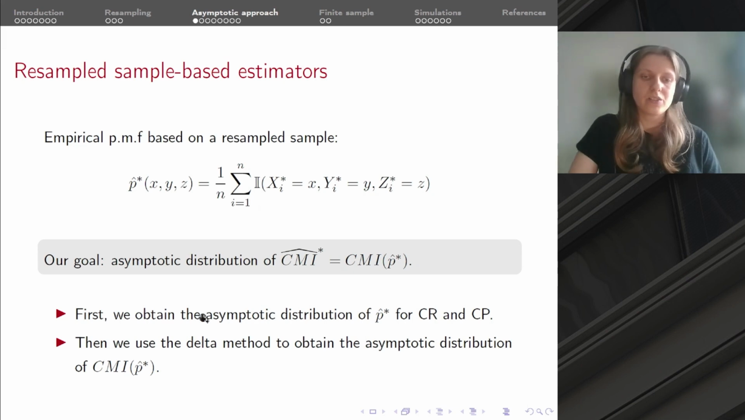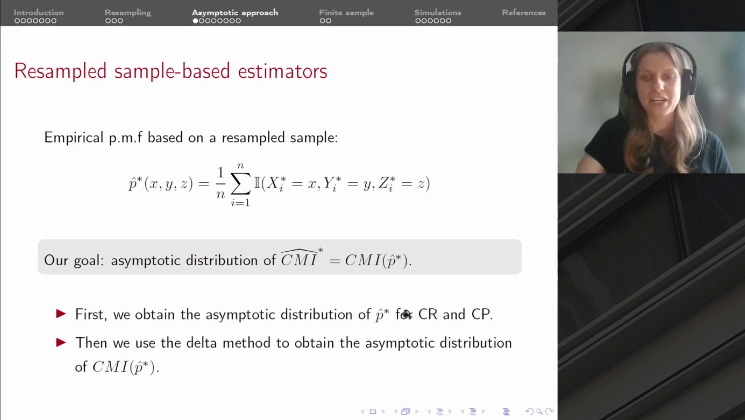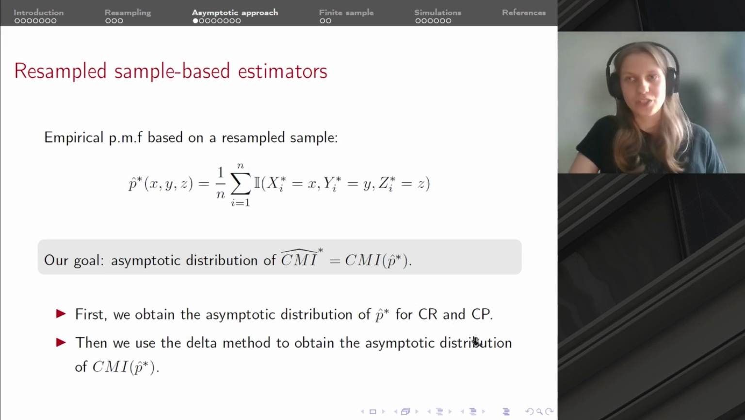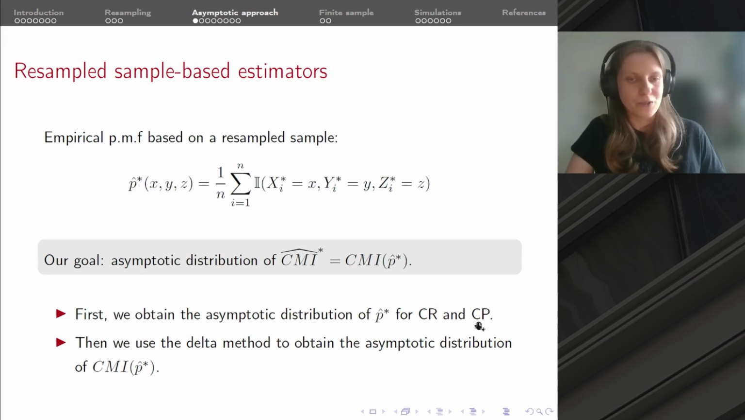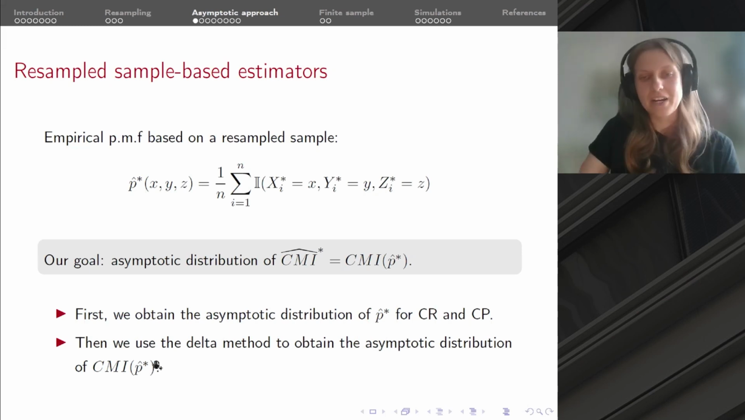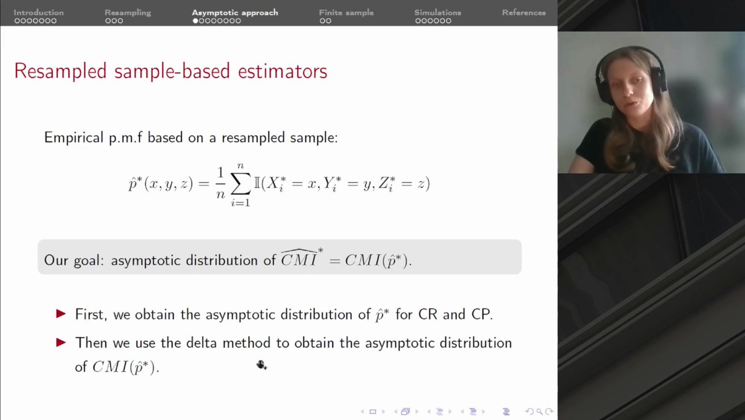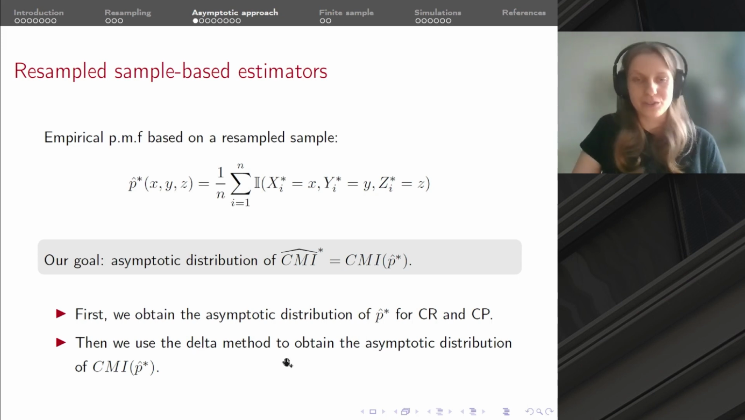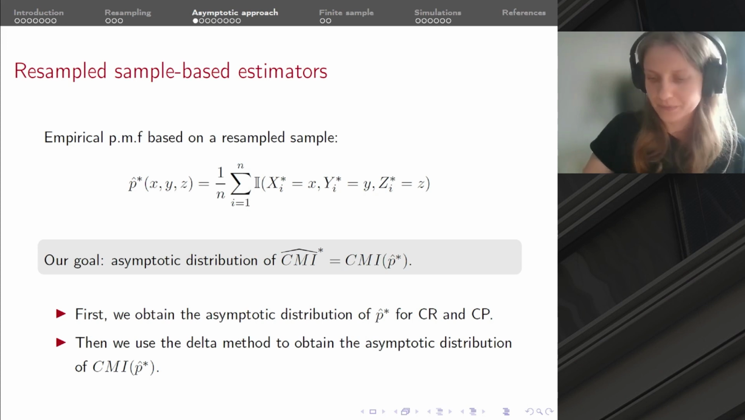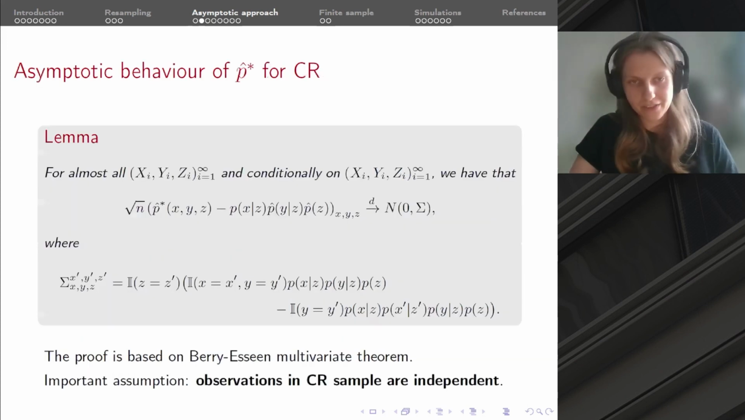And first, we will obtain the asymptotic distribution of p hat star. I'll show you the theorems for CR, so conditional randomization and conditional permutation. I'll focus more on conditional permutation because this is the more interesting case. And then for CMI, I just conclude that we will use the delta method, and it will be easy to obtain the distribution for CMI hat star. Okay, so let's start with p hat star.